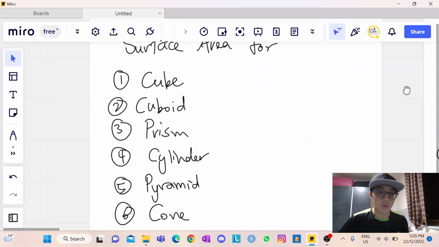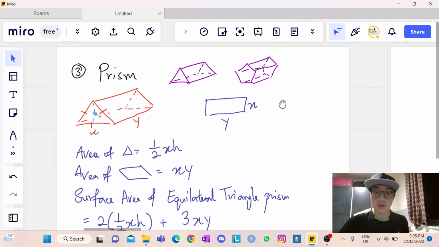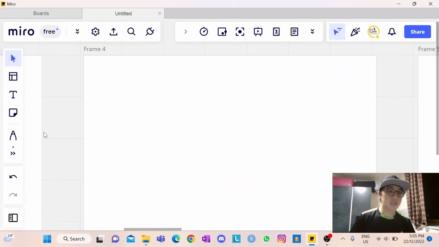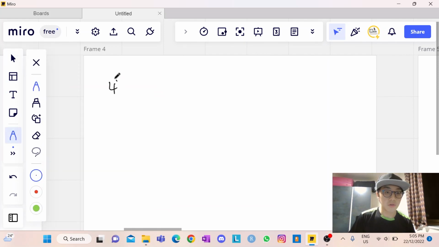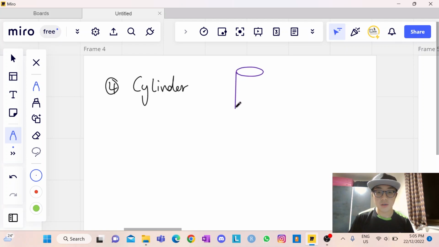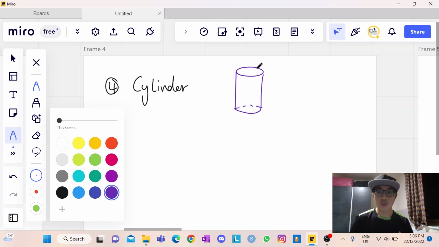All right, so the fourth one we're going to look at is a cylinder. All right, so cylinder is a shape something like this. Okay, let's write down 4. Cylinder. All right, so cylinder is something like this. Okay, so how do we calculate the surface area for this? Okay, the first thing, we know that there are two circles. Usually it will be circle, it will not be oval, because we don't actually learn area of oval shapes here.